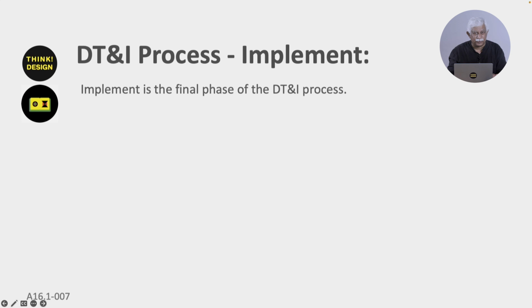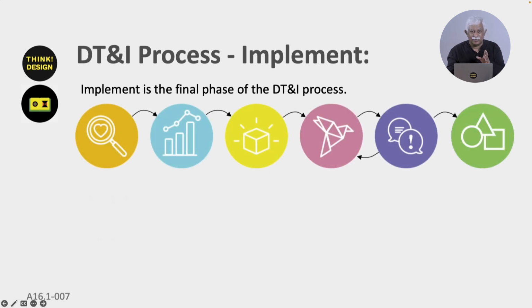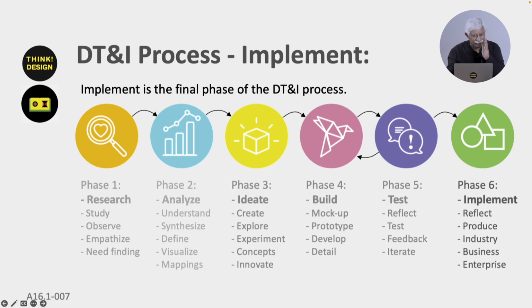So if you look at the process, implementation is the final phase of the design thinking and innovation process. It's actually the 6th stage. So we started with research, then analysis, ideation, then building it, then testing it with feedback, and final phase is implementing it. Okay, so it takes us forward to finalize the design.